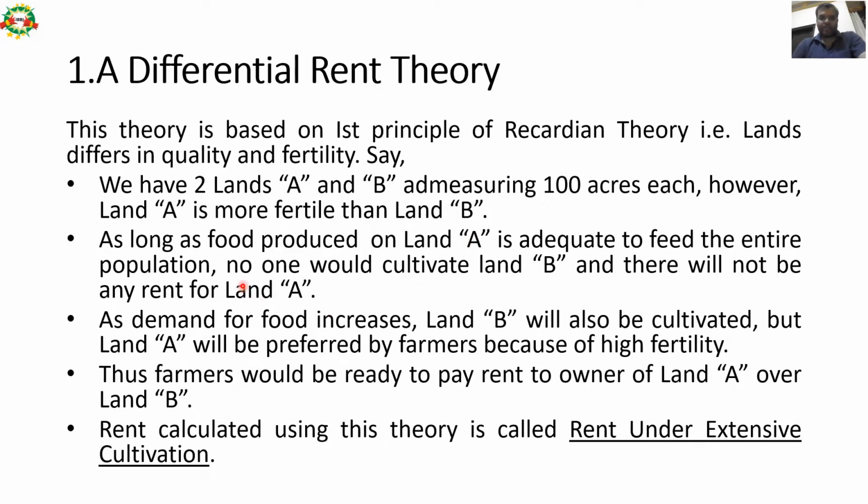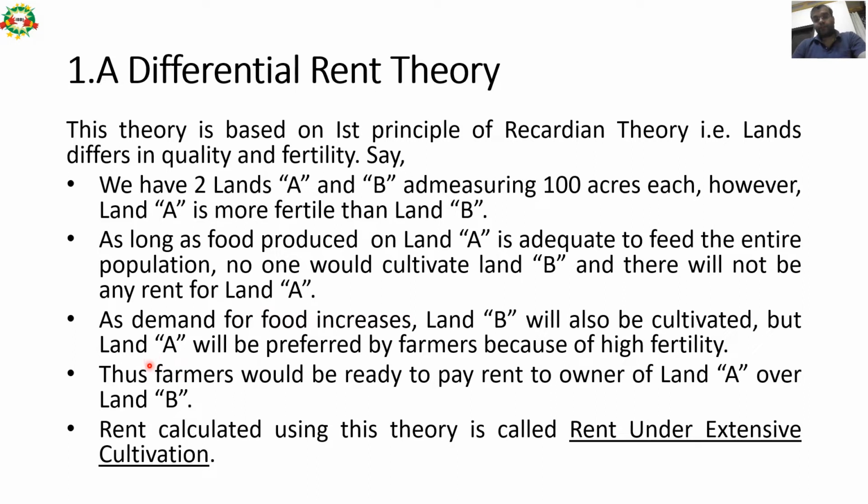As long as food produced on land A, which is more fertile, is adequate to feed the entire population of the country or economy, no one would like to cultivate land B because there is no demand for further food, and there will not be any rent for land A.